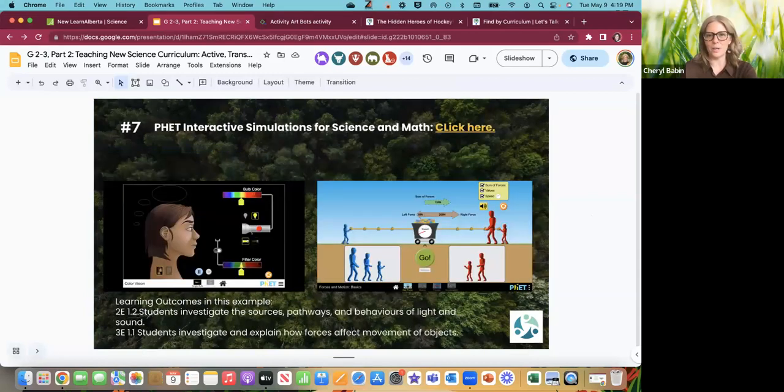All right, now this one I actually got from my math colleagues, and it's really awesome, particularly if you have colleagues that teach older grades as well. I would pass this one on to them, and I'm sure they'll trade you for a coffee when they see it. The PhET interactive simulations for science and math. I didn't tag math ones for you specifically, but for these two examples, I pulled something that would investigate pathways and behaviors of light and sound. You can see that I have a light one pulled here. And also grade 3, investigating how forces affect the movement of objects.